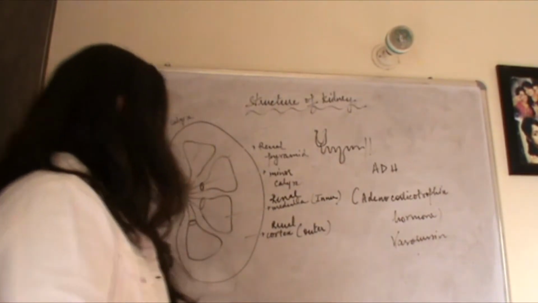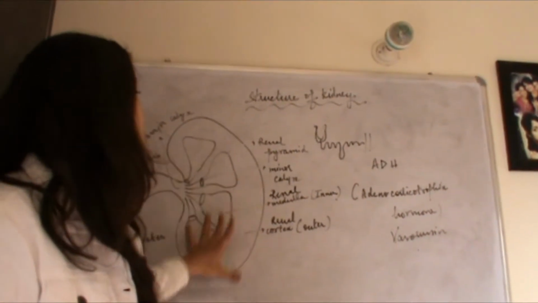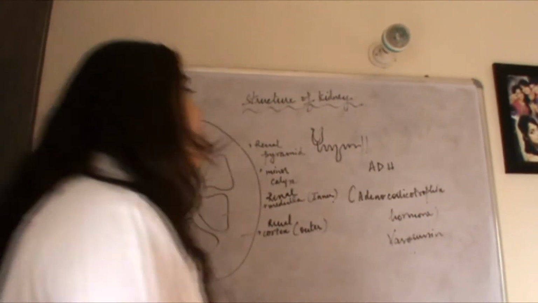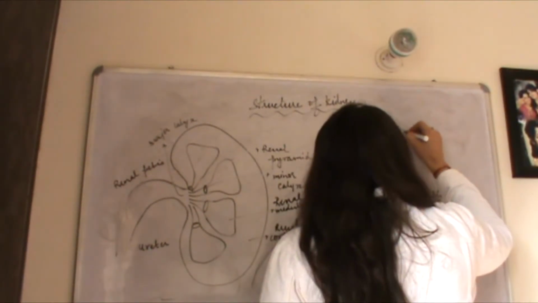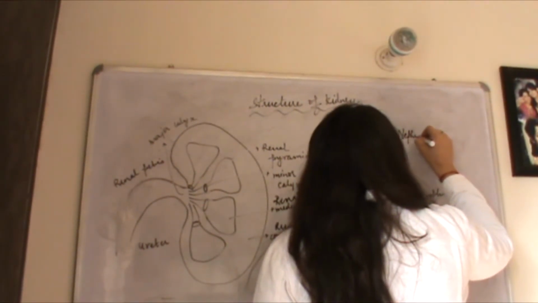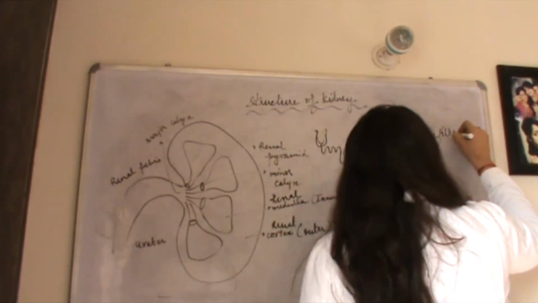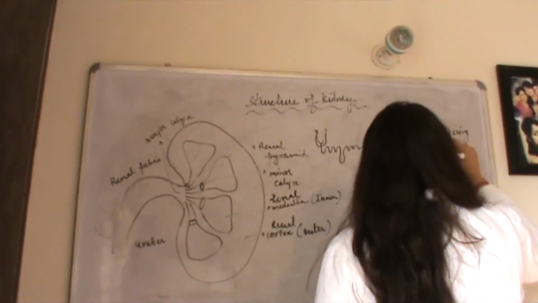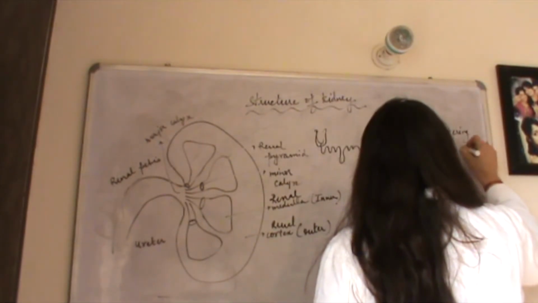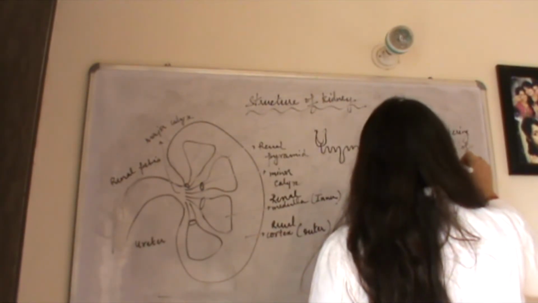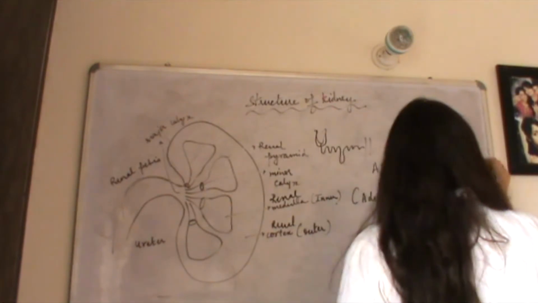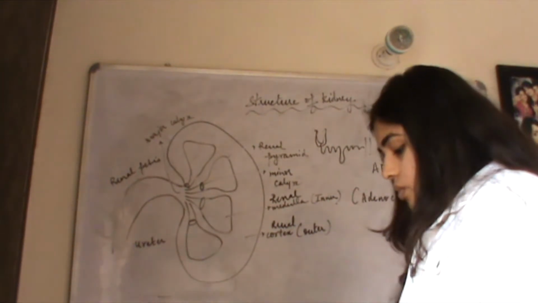So what is happening inside the inner part? There are nephrons present, and these nephrons are known as the filtering units of the kidney. Now these nephrons, what are they doing?